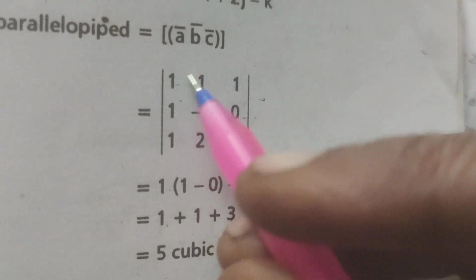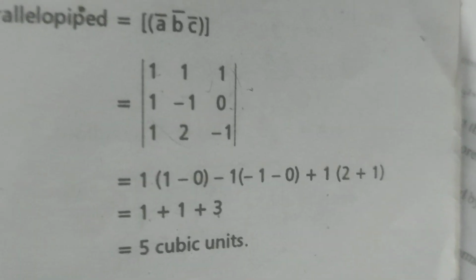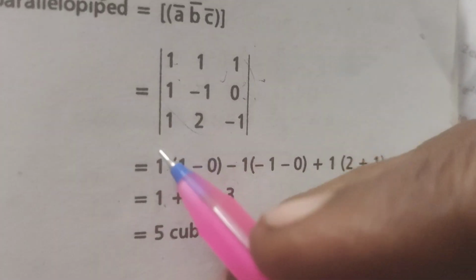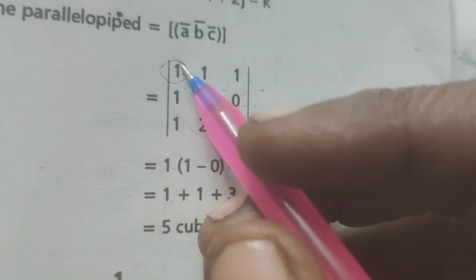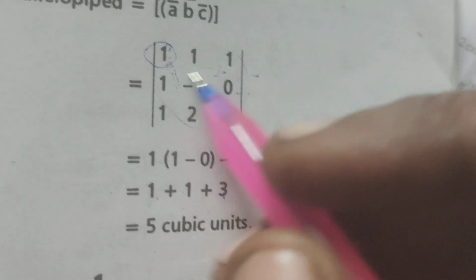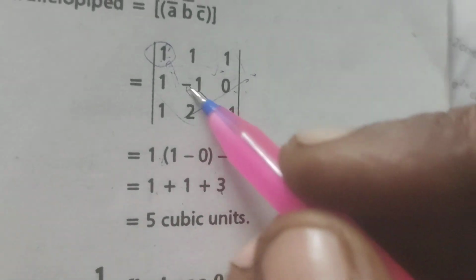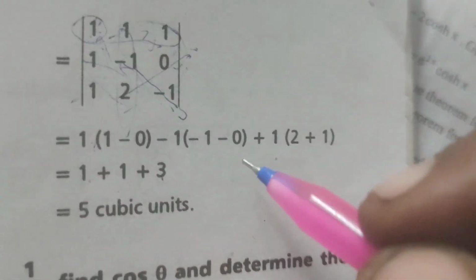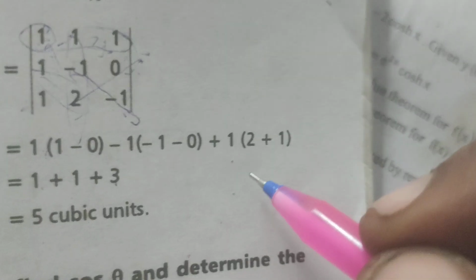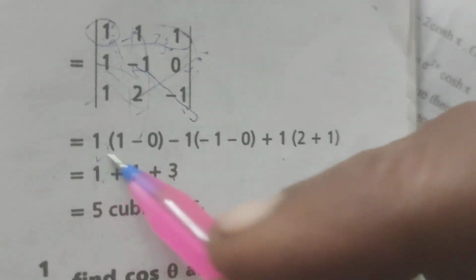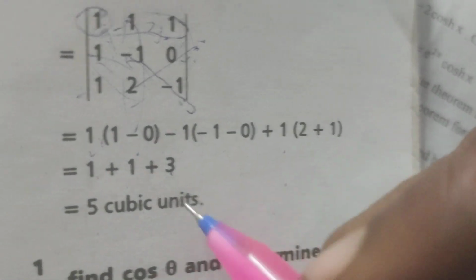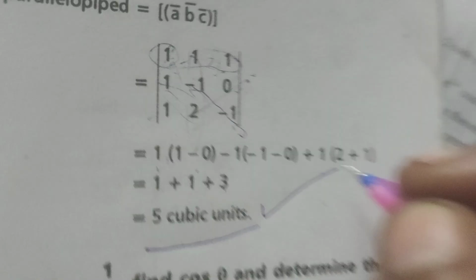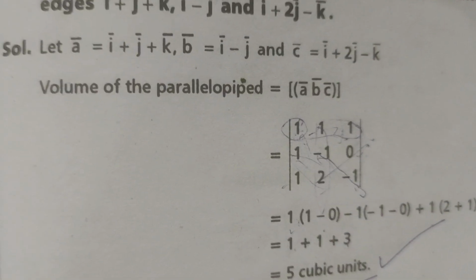So here, using the method of solving the determinant: 1 into, excluding this row and this column, using AD minus BC, 1 minus 0, minus 1 into, excluding this row and this column, using AD minus BC, minus 1 minus 0, plus 1 into 2 plus 1, that is 1 plus 1 plus 3, which is 5 cubic units. Okay, thank you.